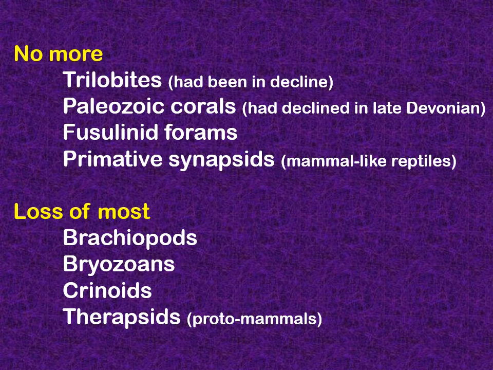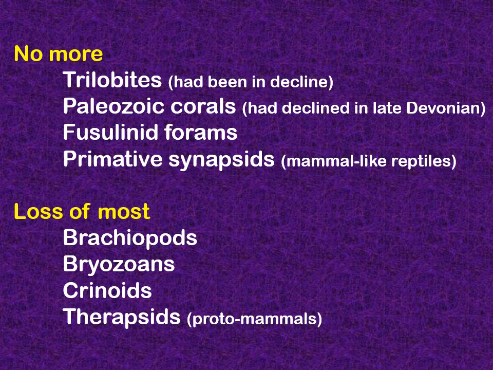As I've mentioned before, when you're looking at extinctions, it's very important to note what went extinct, what didn't go extinct, and what was affected but not completely wiped out. Because if it's affected, that means it had some kind of influence on it. For example, at the end of the Permian, we have no more trilobites, but then again, they've been declining since the Ordovician anyway. Paleozoic corals, gone, in decline since the Devonian. Fusulinid forams are gone. Most of our primitive synapsids, the mammal-like reptiles, so Dimetrodon, is extinct.